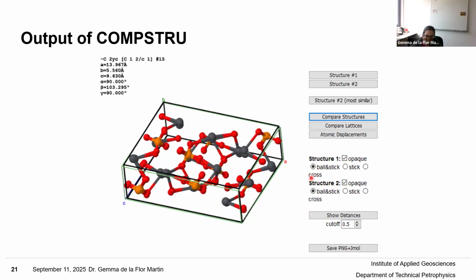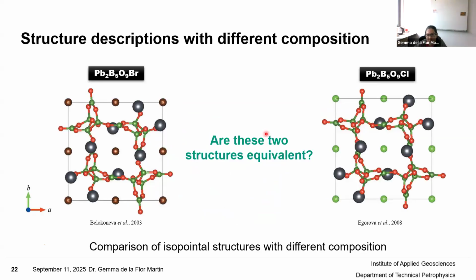So considering the values that measure the similarity and the visualization of the results that we obtain from visualizing the structures, I think that I have convinced you that these two initial structures that were very different are similar structures, that they are not two different phases of the same compound. The program COMPSTRU is also able to compare isopointal structures that have different compositions.